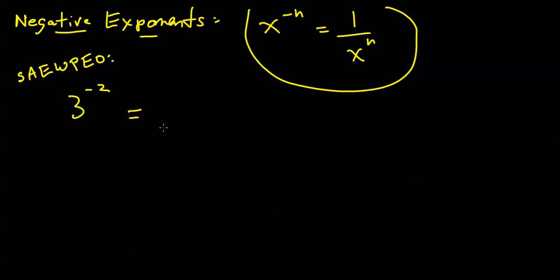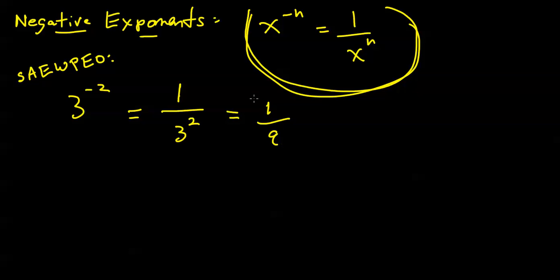Alright, so if I ask you to simplify 3 to the minus 2 power, well, by definition, by this rule right up here, 3 to the minus 2 is 1 over 3 squared. Basically, move your factor down to the denominator and change the exponent sign. And 1 over 3 squared is, of course, 1/9.